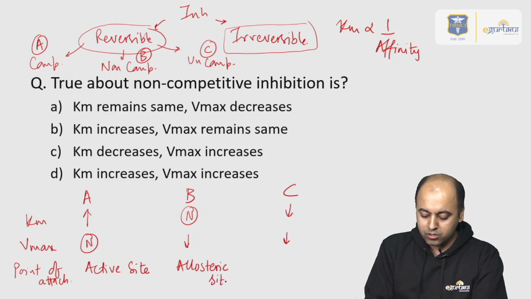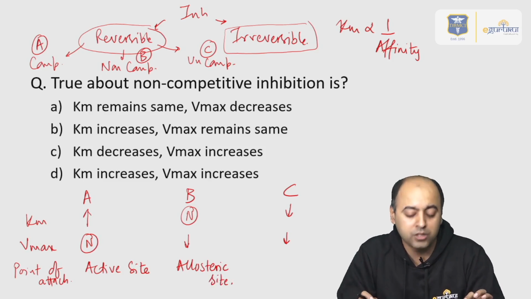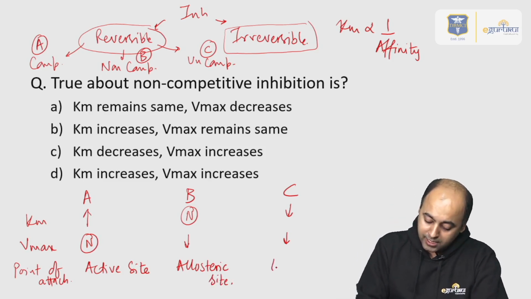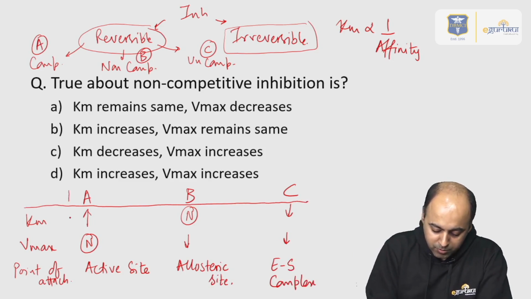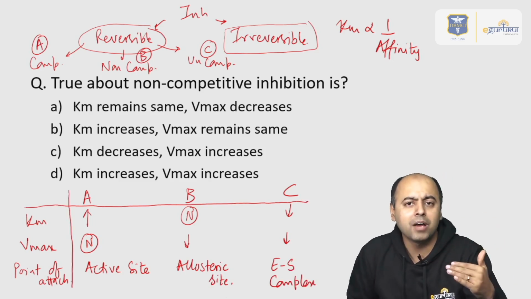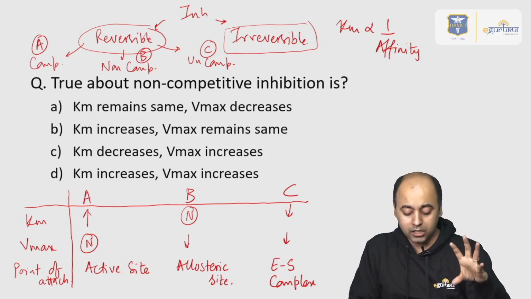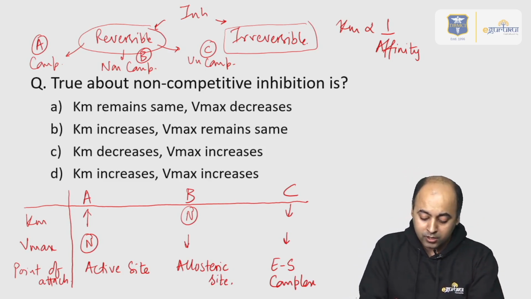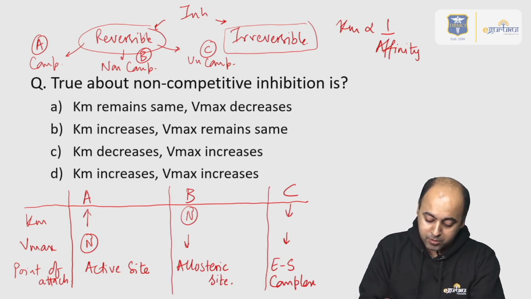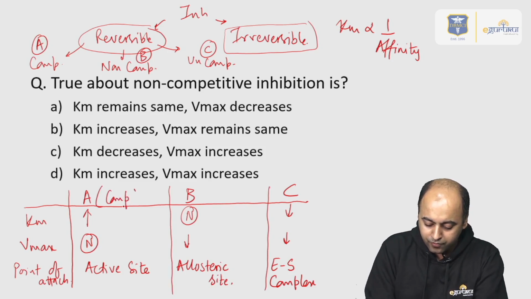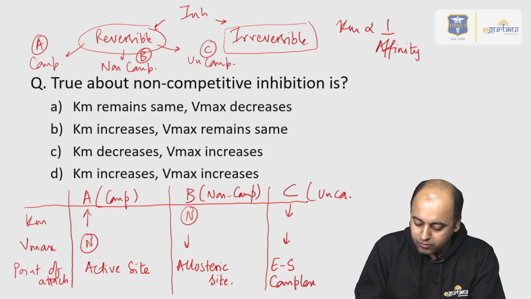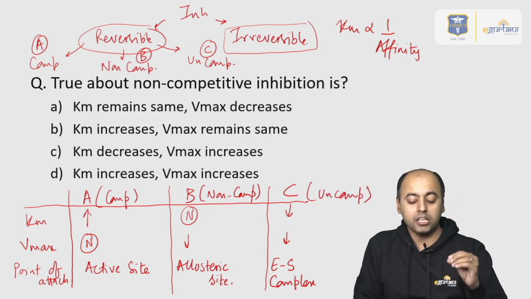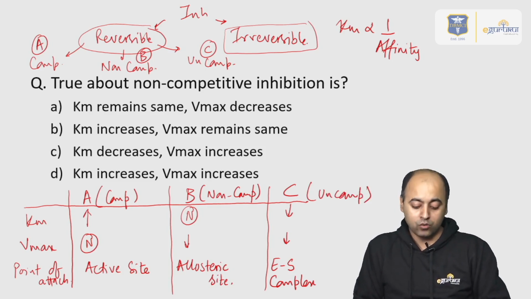But most important and different is the point of attachment for uncompetitive inhibition, where the inhibitor attaches only to the enzyme substrate complex. So these are the 3 points which you have to keep in mind: the change in Km, the change in Vmax, and the point of attachment of the inhibitor in case of the 3 different types of reversible inhibition. They are competitive, non-competitive and uncompetitive. You have to know the changes.